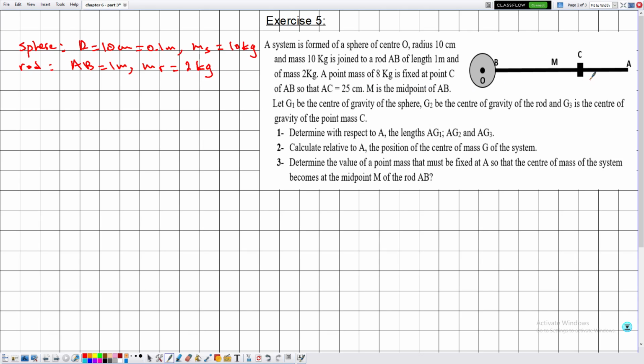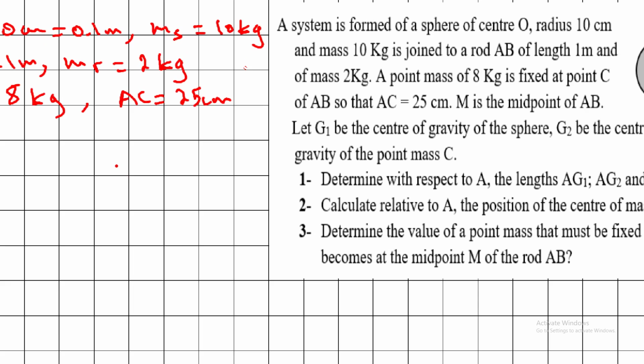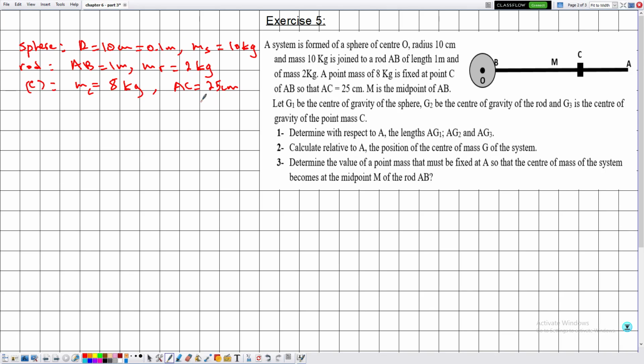A point mass of 8 kilograms is fixed at point C. So as for the point C, it has a mass of 8 kilograms, so the mass of C, of AB, so that AC is equal to 25 centimeters. Knowing that centimeter is not a unit of length, in order to convert from centimeters to meters, we divide by 100. So this is equal to 0.25 meters.